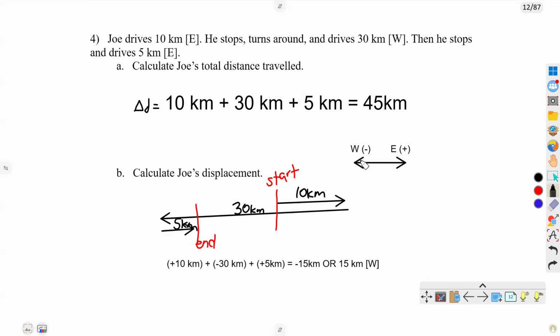And again, we've got west being the negative direction, east being the positive direction. So we're going to start here. Doesn't matter where you put it on. Just put a start here. Going to start here and go 10 kilometers this way. Boom. That's the plus 10 kilometers. We're then going to turn around and go 30 kilometers west. So that's going to be adding a negative 30. We're then going to go 5 kilometers east again. So we're going to add another positive 5 kilometers. So we go positive 10 plus negative 30 plus positive 5. Put that all in your calculator. You'll get negative 15 kilometers or 15 kilometers west. All right.